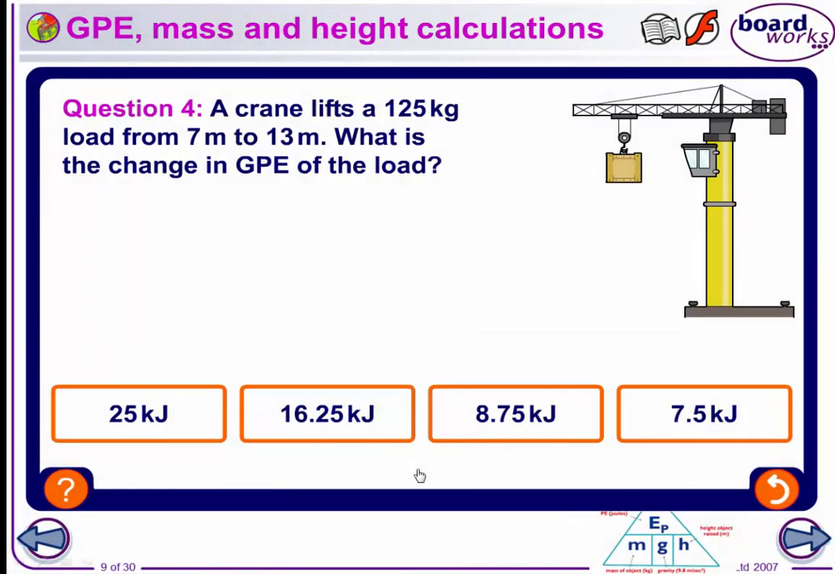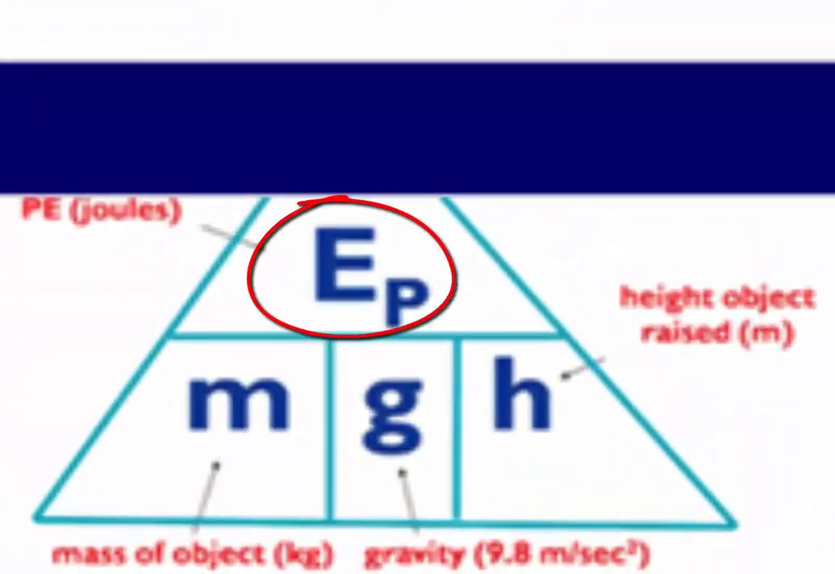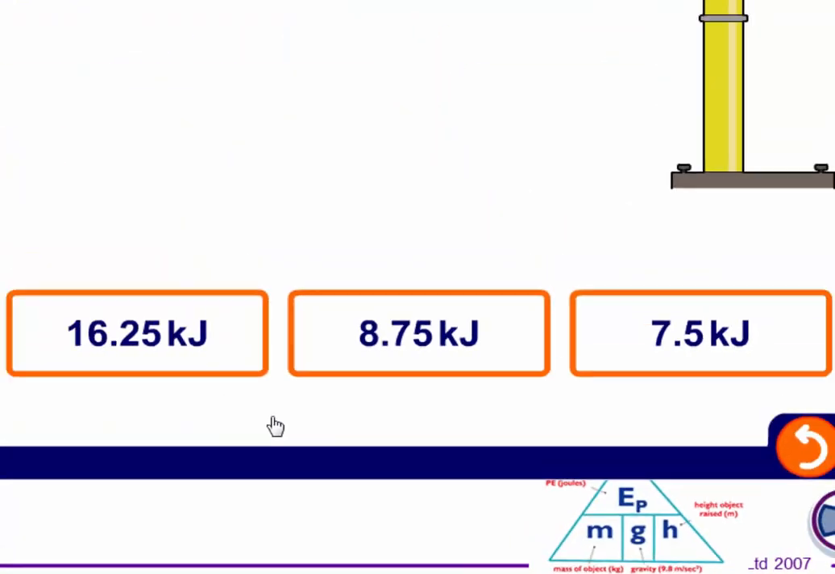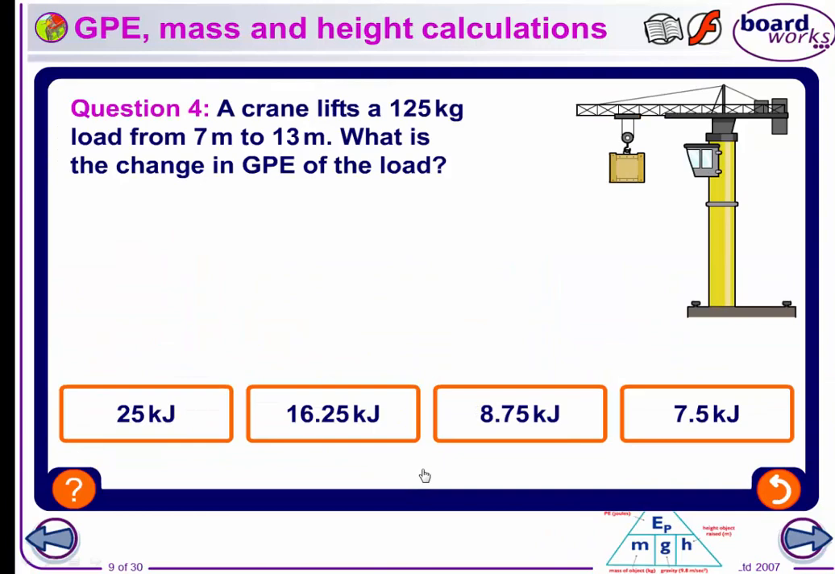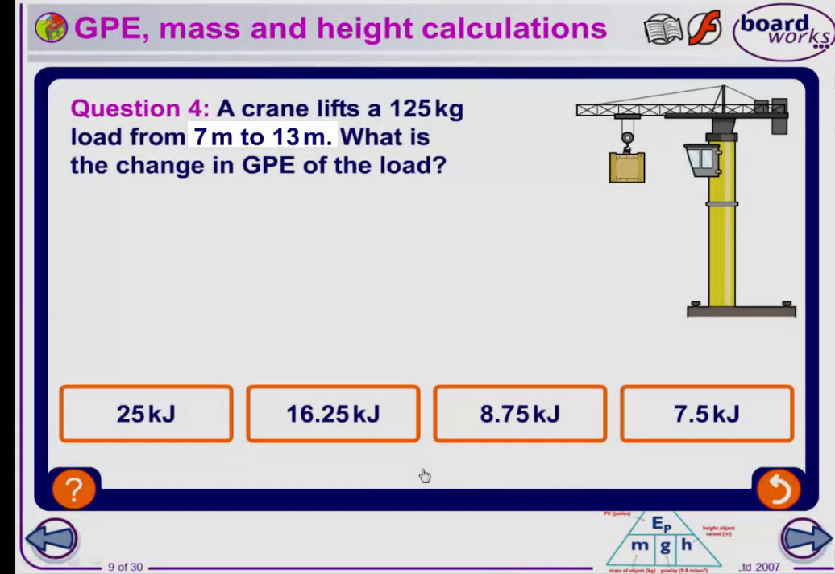Next. A crane lifts a 125 kilogram load from 7 meters to 13 meters. What is the change in gravitational potential energy of the load? So it's simply GPE is equal to M times G times H. 125 times 10 times H. Now H is the change in the height from 7 to 13, which is 6.